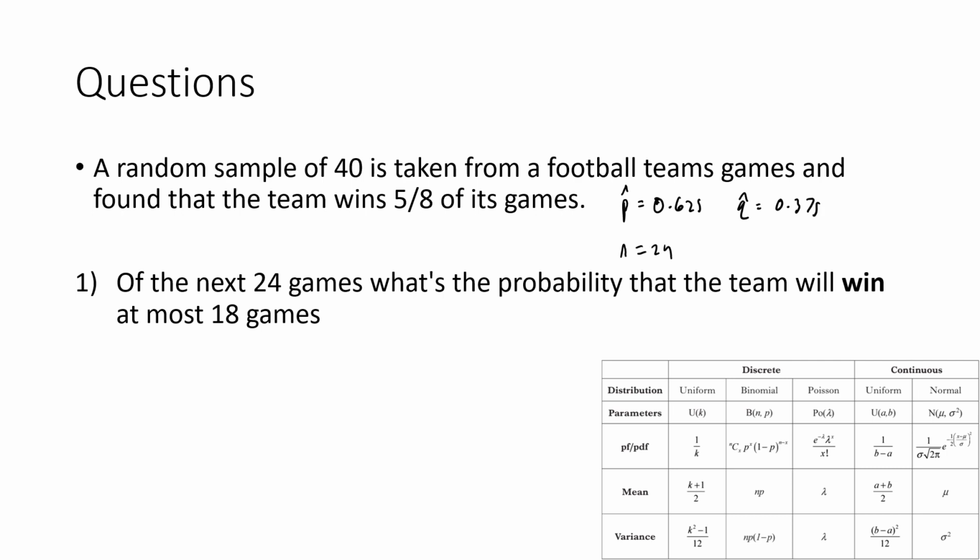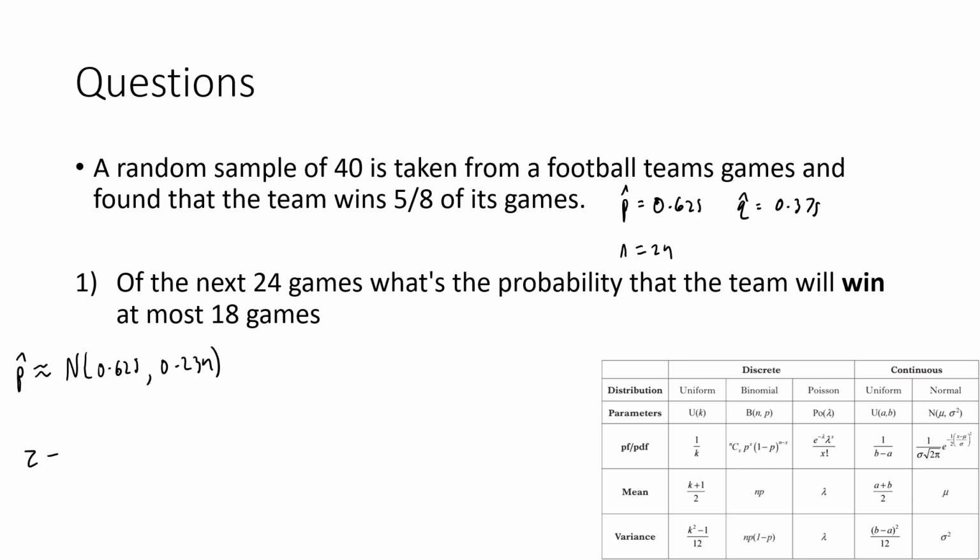And now I would normally approximate this distribution. You can write a binomial if you want, but I would just go straight to the distribution being roughly equal to N with mean 0.625 and variance 0.234. Next thing I do here is I find z.